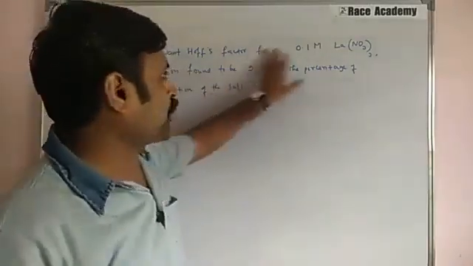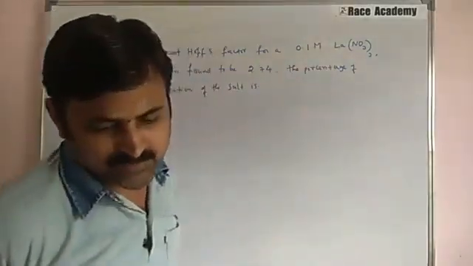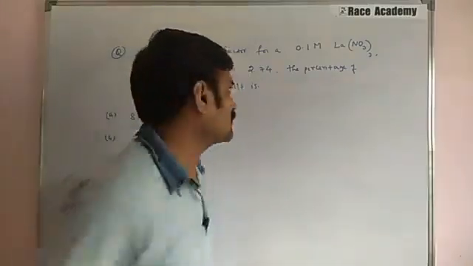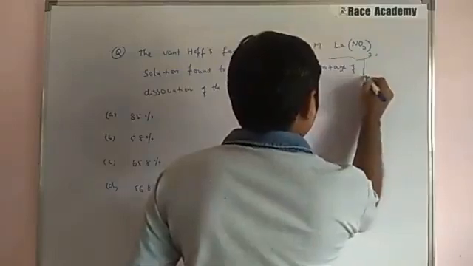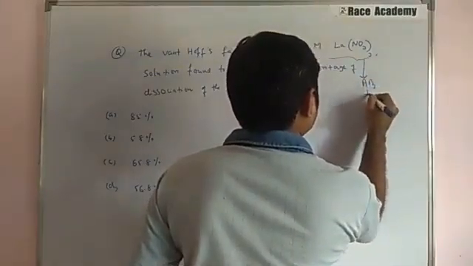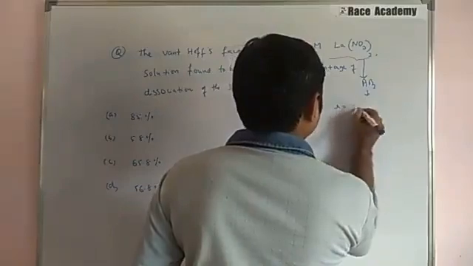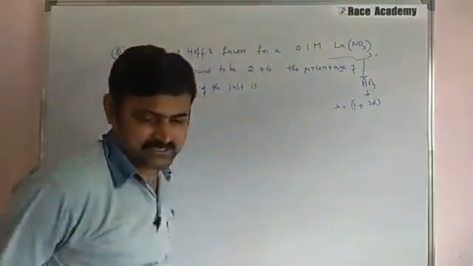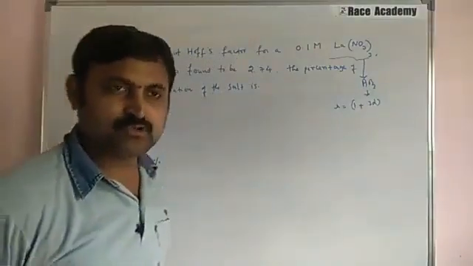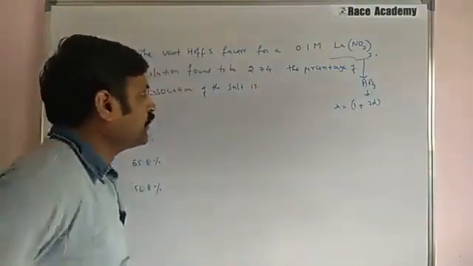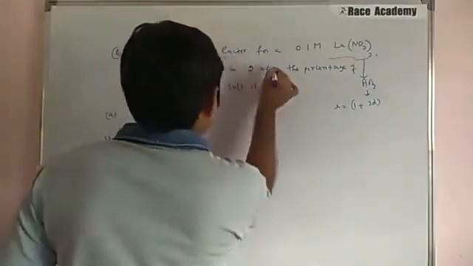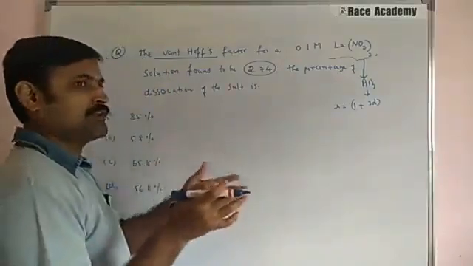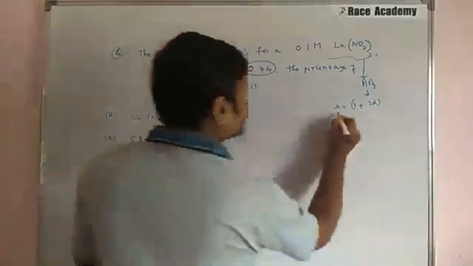First of all, if you observe the problem, they have given a salt that is AB3 type of salt. For this type of salt, the i value is nothing but 1 plus 3 alpha, right? If you take the Van 't Hoff factor value from the problem, you can easily find alpha. So from that alpha you can tell the percentage. This is the formula we have.